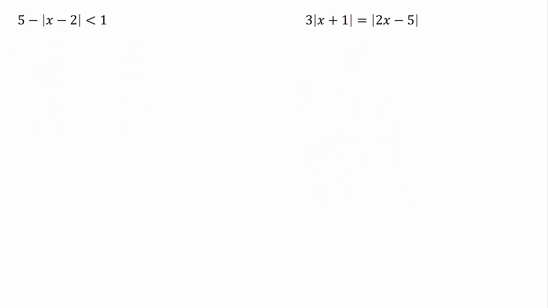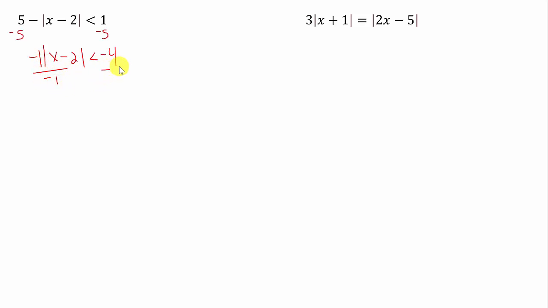Okay, on this one again, we need to isolate the absolute value. We need to get it by itself. So we're going to move this 5 in front by subtraction. That's going to give us the absolute value of x minus 2 is less than negative 4. Now, this is a negative in front. You have to deal with that. It's a negative 1, so you can put a 1 there if you want to.